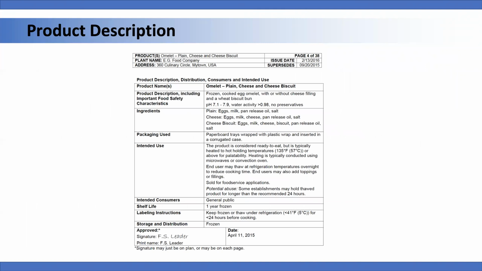This is an example of product description as well as intended use and consumer. It provides product name, detailed product description, and food safety characteristics such as pH, water activity, food additives, etc. And what ingredients are added, how to package, how to prepare for consumption, who the intended consumers are, how long the product could be safe, which is shelf life, how to keep the product during storage and distribution. Then it is signed by processing supervisor, manager, or any other designated person.